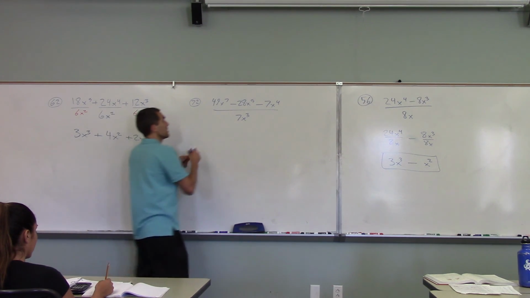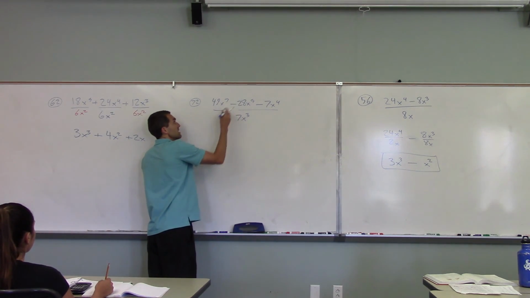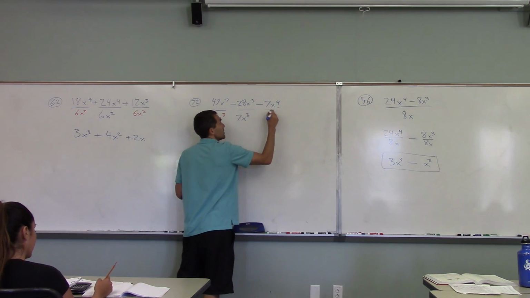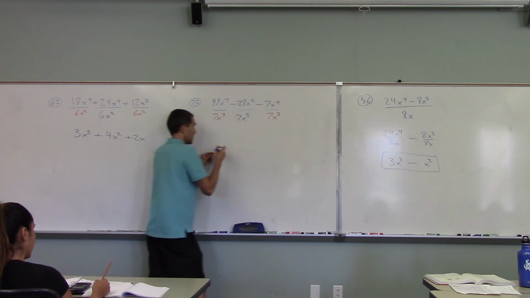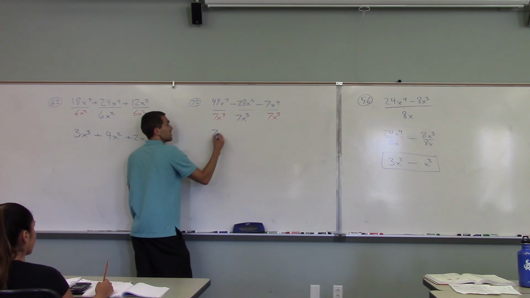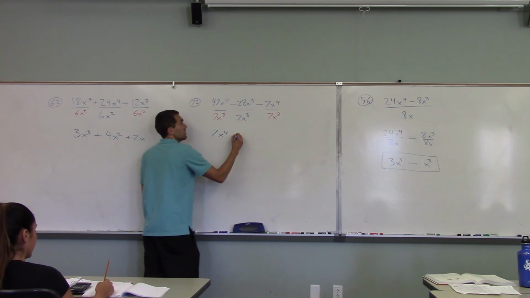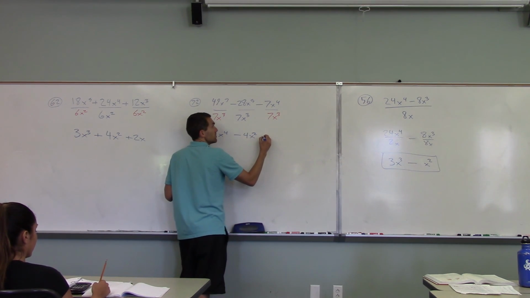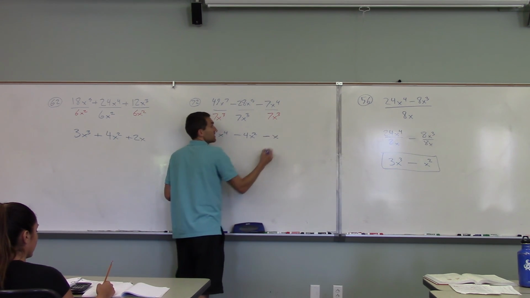All right, same thing over here. I split this up. That minus sign stays minus. I just write this common denominator under all of them. And so, what do I got? 7x to the 4th. Negative 4x squared. And then negative x. Minus x. That's it.